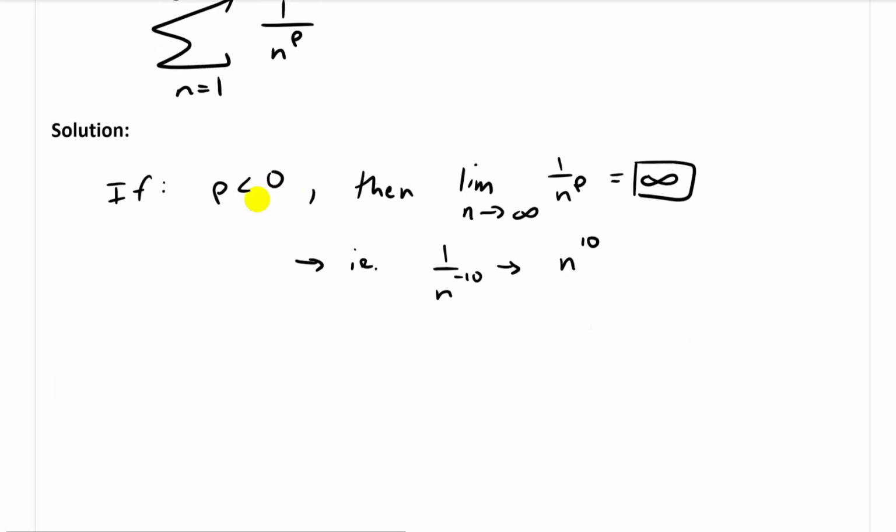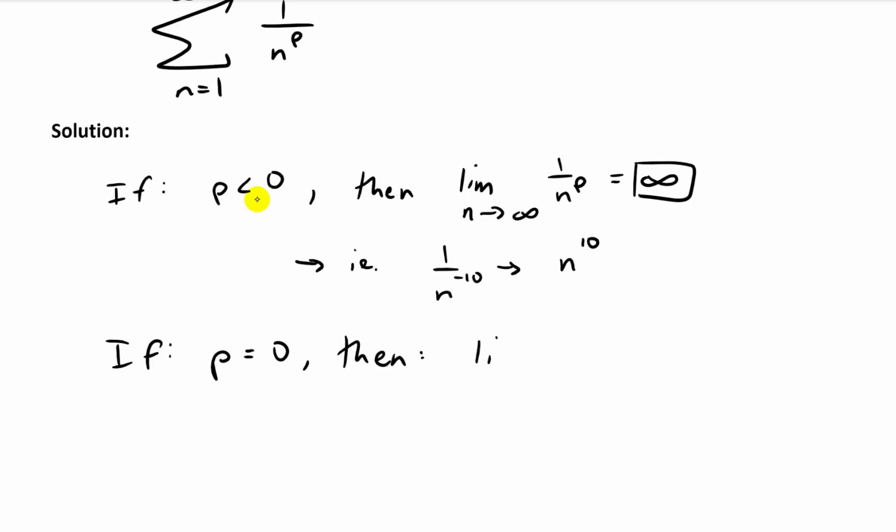Now if p is equal to 0, let's see what we have. The limit as n approaches infinity of 1 over n to the 0. Recall my earlier video defined this as equal to 1. So this whole thing equals 1: the limit of 1 over 1 as n approaches infinity is just 1. The n is gone.